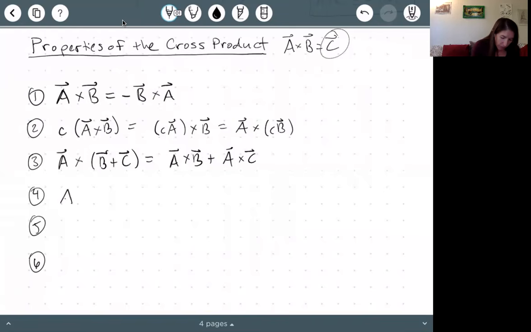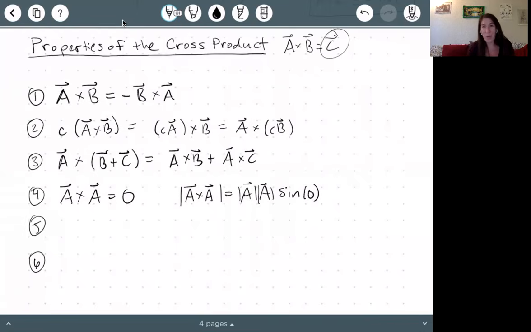All right, what happens if we cross a vector with itself? Well, this gives us 0. Why is that? Because the magnitude of A cross A is equal to the magnitude of A times the magnitude of A times sine of the angle between them, which is 0, right? A is parallel to itself, which means there's no angle between it. They're both pointing in the same direction. And sine of 0 is 0. So this is equal to 0. So whenever you cross a vector with itself, the answer is 0.